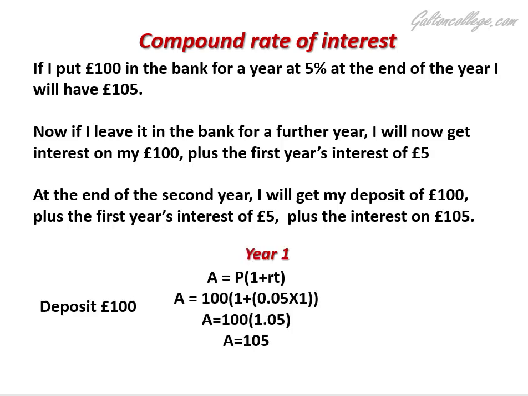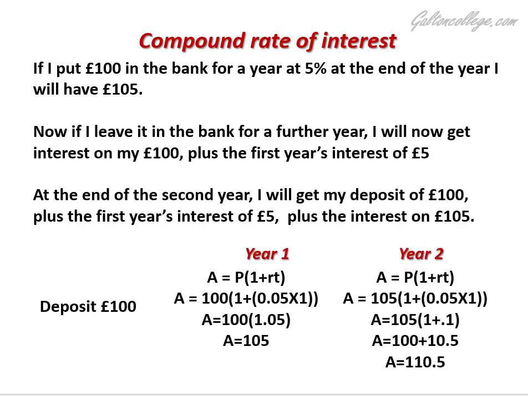So deposit £100, year 1 grows into 105. Year 2, I take the 105 here and leave it in the bank. So now the amount has gone up to 105, and I get interest on that, same interest, 5%. Working it out, if you go through each step here, you get to 110.5. So it's a different figure to the simple interest one.